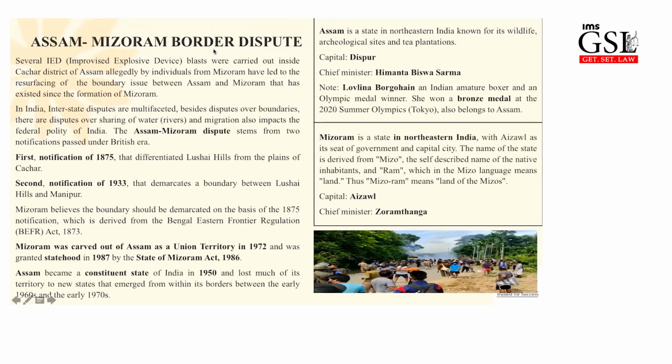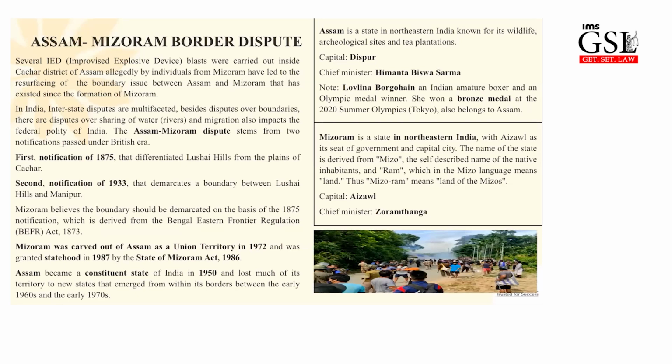Several IED blasts were carried out inside the Kasher district of Assam, allegedly by individuals from Mizoram. That has, of course, led to resurfacing of the boundary issue between Assam and Mizoram. The interstate disputes are multifaceted. Besides disputes over boundaries, there are disputes over sharing of waters, and migration also impacts federal polity of India.